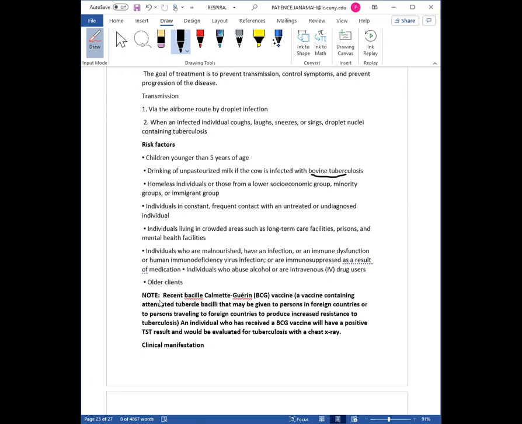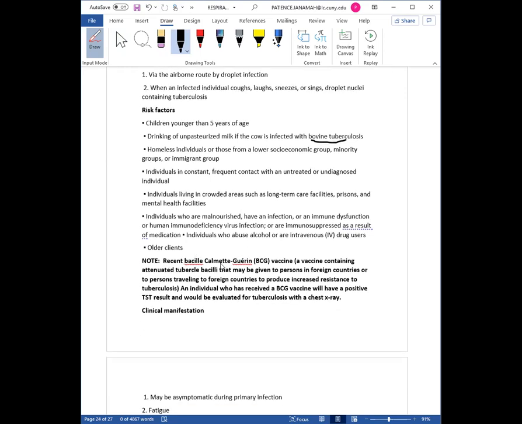I'm going to skip that. Now, this note mentions the recent Bacillus Calmette-Guérin vaccine. This is the BCG. Usually they call that BCG. That's the vaccine that most of us in Africa get, and that scar doesn't go away. It's a vaccine containing attenuated tubercle bacilli that may be given to persons in foreign countries, or to persons traveling to foreign countries, to produce increased resistance to tuberculosis. An individual who has received a BCG vaccine will have a positive test result and will be evaluated for tuberculosis with an X-ray.